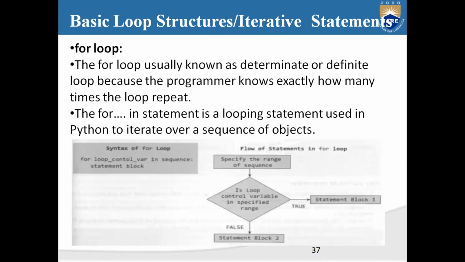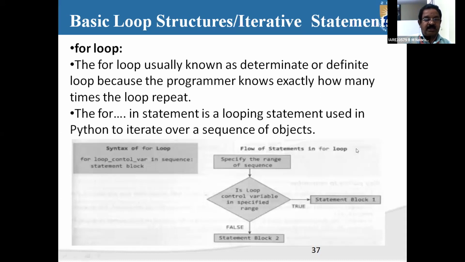So in the previous class, we were discussing the for loop. When you choose the for loop, it means the programmer knows exactly how many times the loop has to be repeated. In such cases, you will select the for loop. If the user may or may not be aware of exactly how many times the loop has to be repeated, in such cases, go for the while statement.